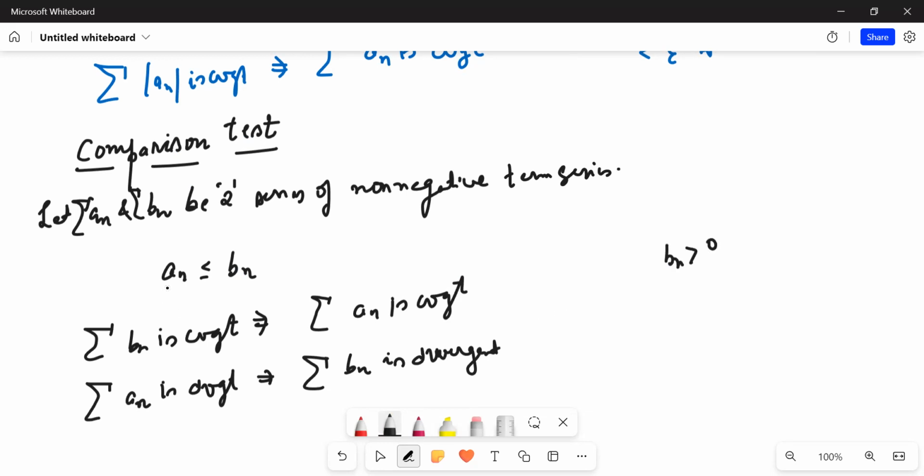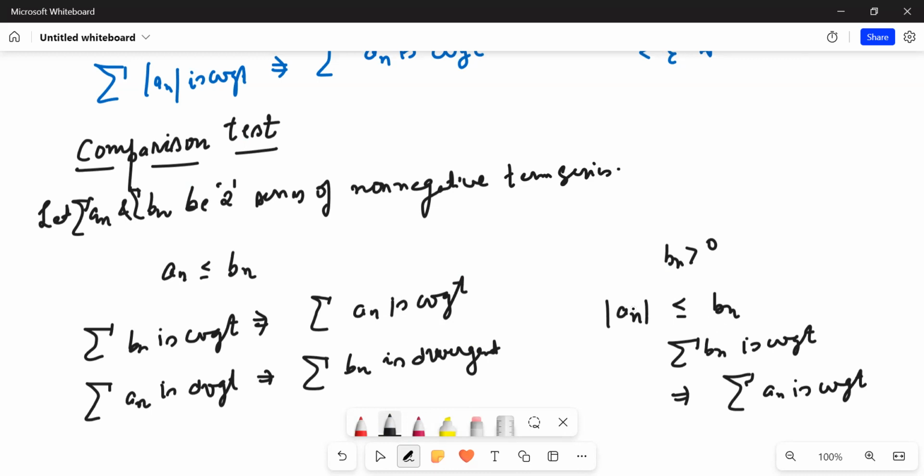If we say that an is less than or equal to bn, then convergence of bn would imply convergence of an. Why? Because summation an would be absolutely convergent, and if summation an is absolutely convergent, then summation an would be convergent. So this is called the comparison test, and we will use it from tomorrow onwards.